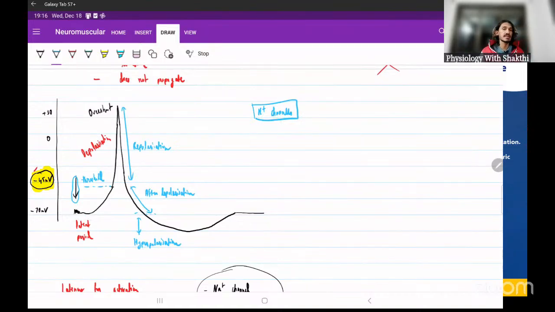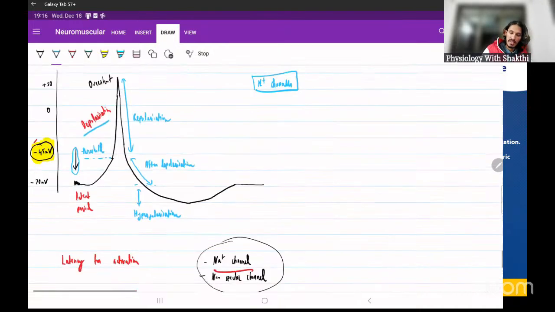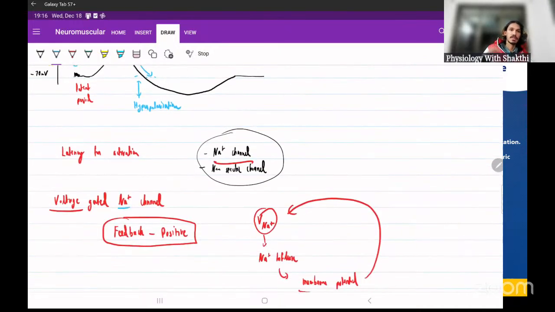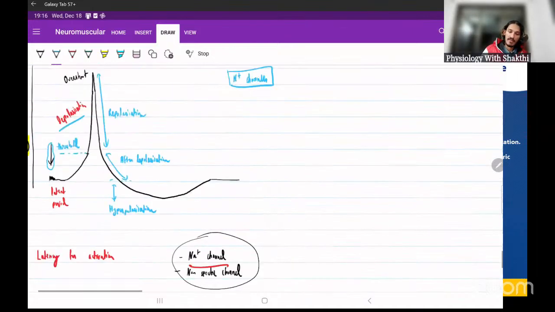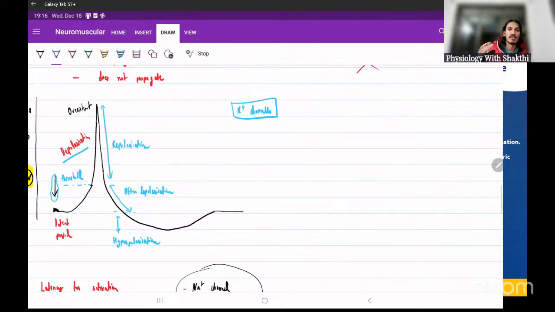When potassium channels get opened up, potassium is more inside and hence potassium will go outside. Earlier, during depolarization, when a sodium channel was opened up, sodium was more outside, so sodium will come inside. But when a potassium channel is opened up, potassium is more inside the cell. Hence, potassium will go outside. So for depolarization, sodium influx. For repolarization, potassium efflux.